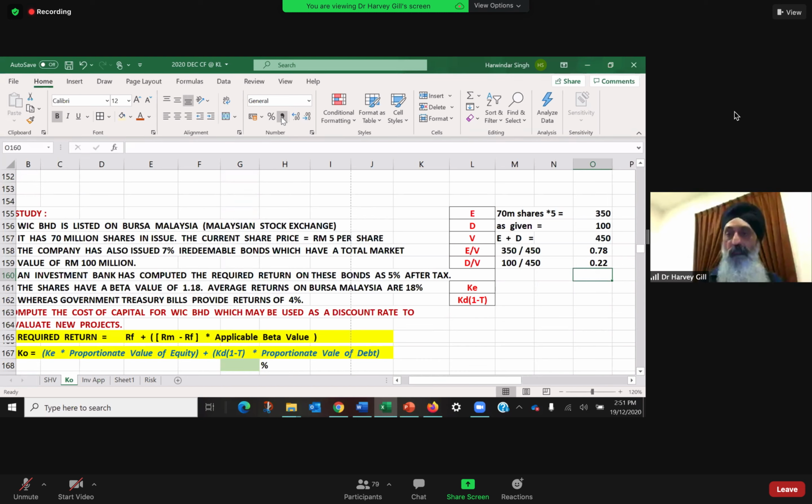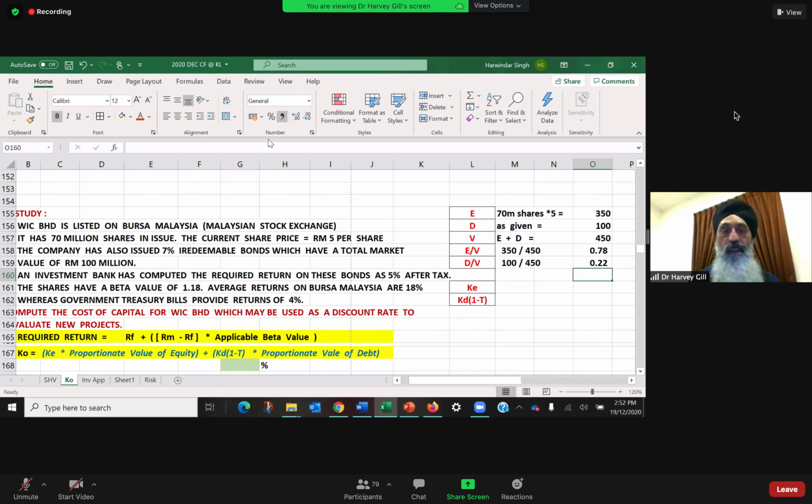So that's as far as proportions are concerned. Please notice I put my proportions as a decimal. My returns I put as a percentage. Why? Again, to make life easy, you should remember that when you take a proportion, multiply it by a percentage required return, you will get a percentage. Yeah. So decimal multiplied by percentage, the answer is always percentage.